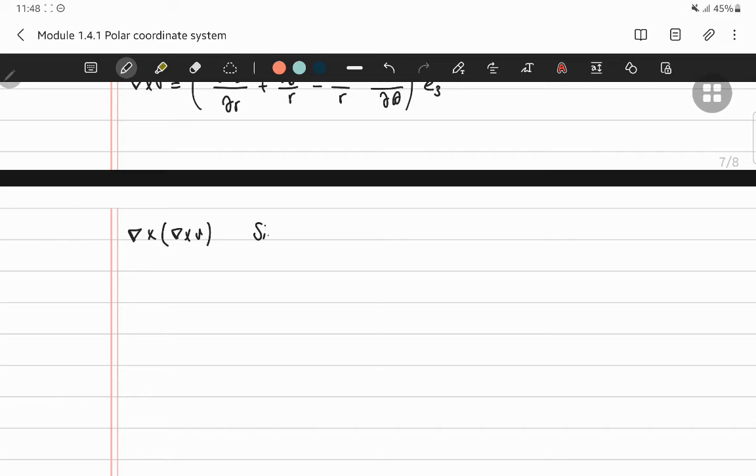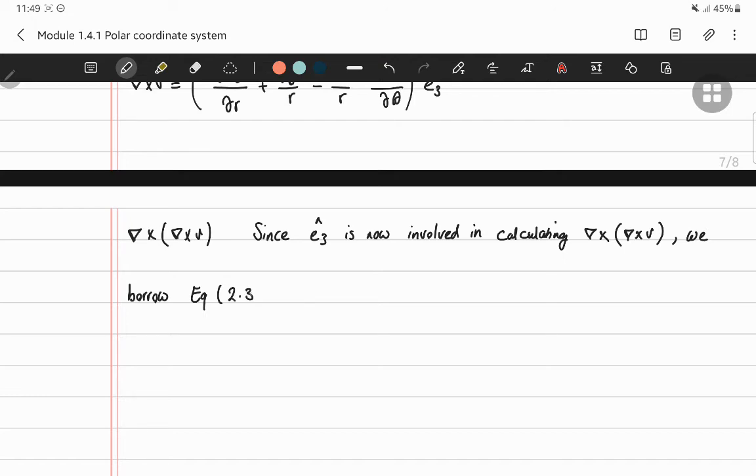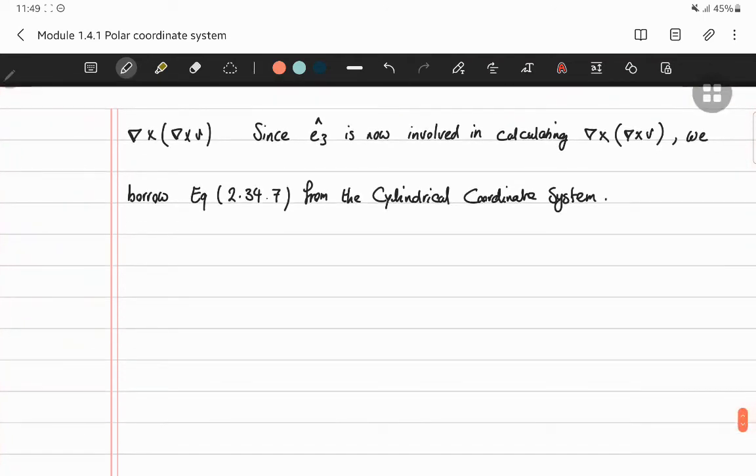So since E3 is now involved in calculating del dot del cross V, we borrow equation 234.7 from the cylindrical coordinate system. Okay, and we will prove this.